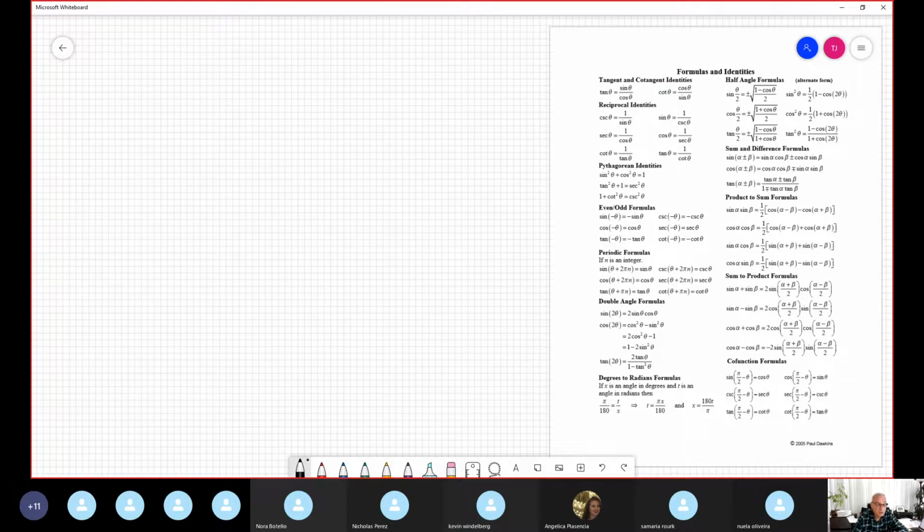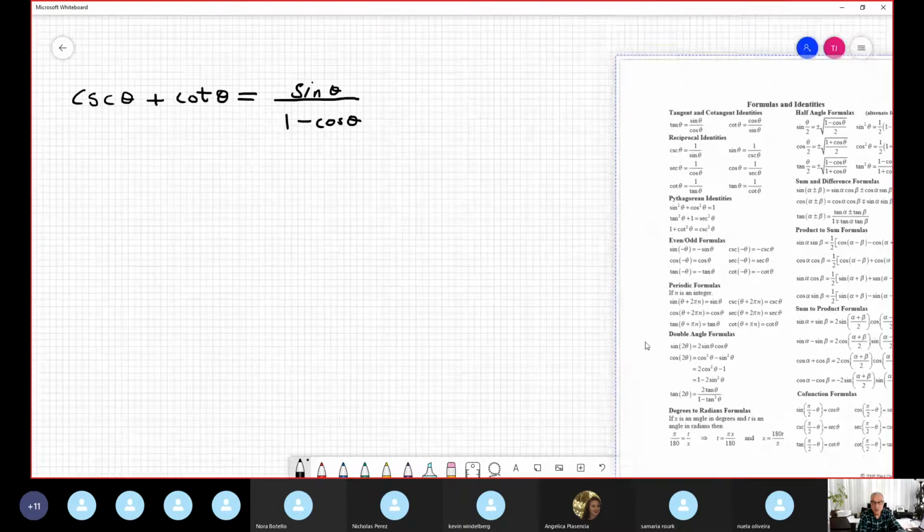Number 3 example. I don't want to copy directly the example. It's cosecant theta plus cotangent theta is equal to sine theta over 1 minus cosine theta. Well, in this case, I don't know exactly which side to start with, the left-hand side or the right-hand side. I want to explain one technique that's frequently used in this kind of problem.